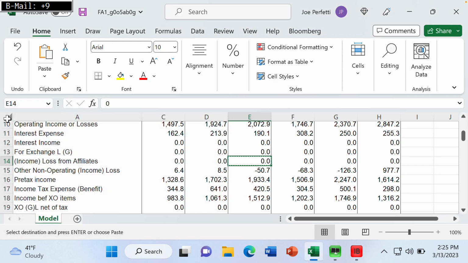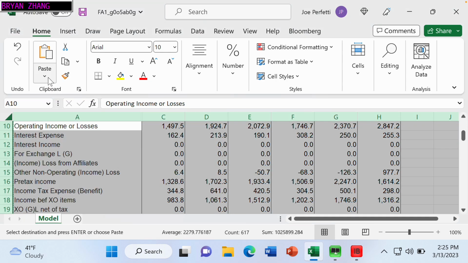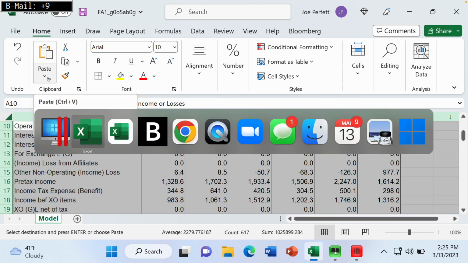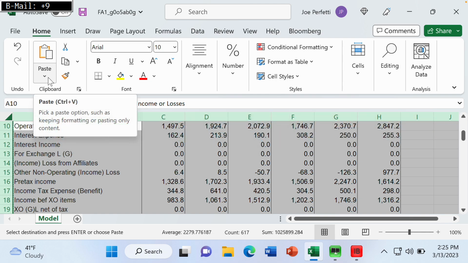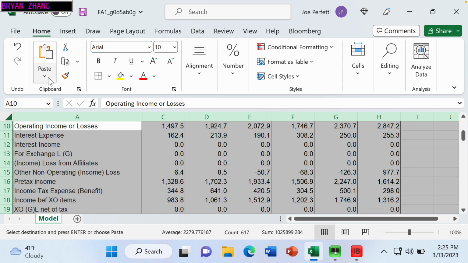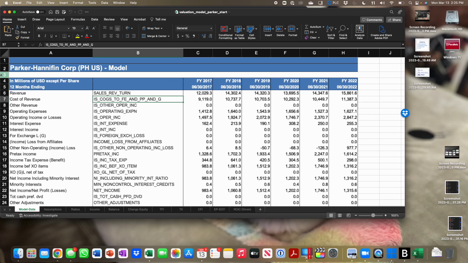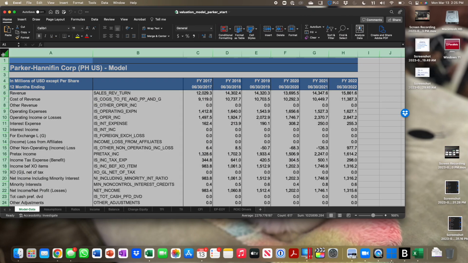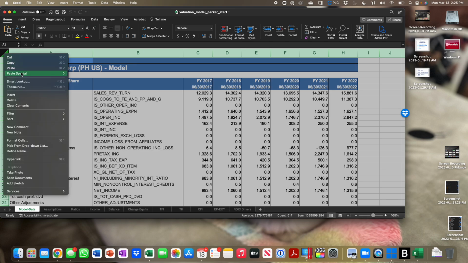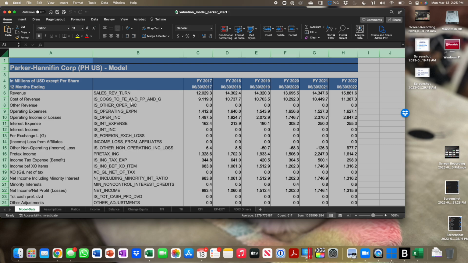select the whole file, copy it, go to our valuation model, tab 1, select this whole tab, paste special values, and basically overwrite cell for cell, row for row what I just exported. All right? So that's how you reuse the model.